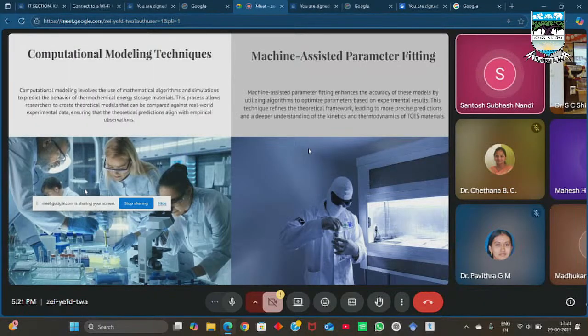So it is very important, in order to understand the material behavior as a chemist and as a mathematician, that we should always focus on mathematical parameters such as advanced computational modeling, or machine assisted experimental data.